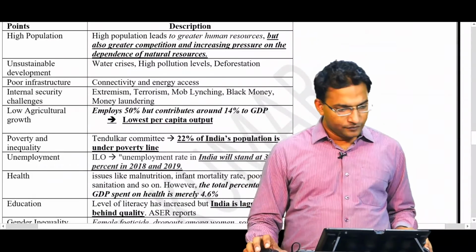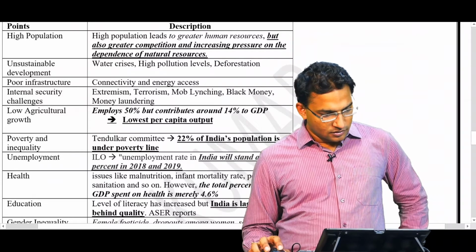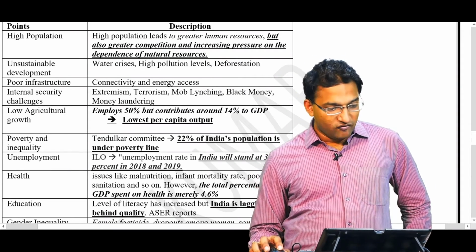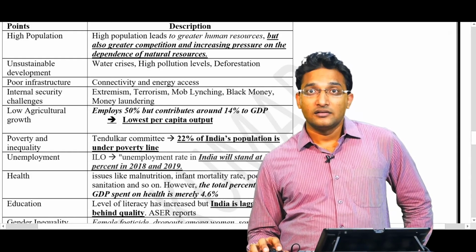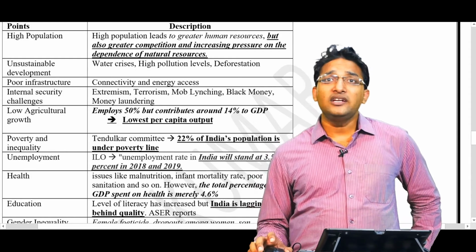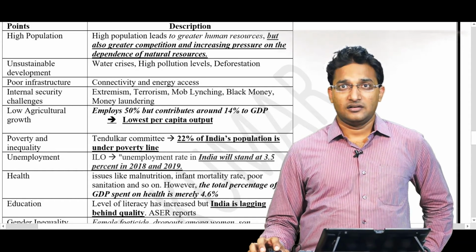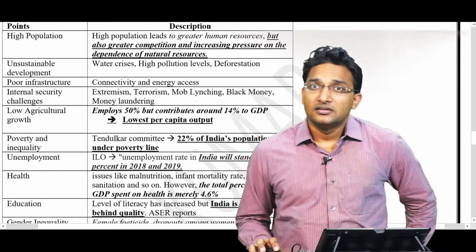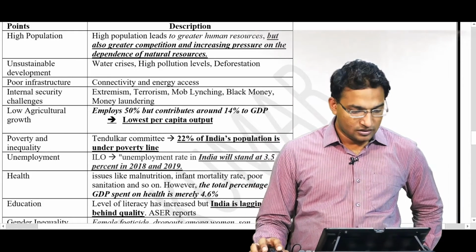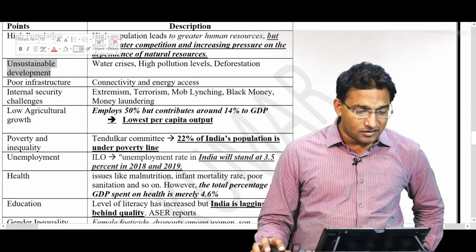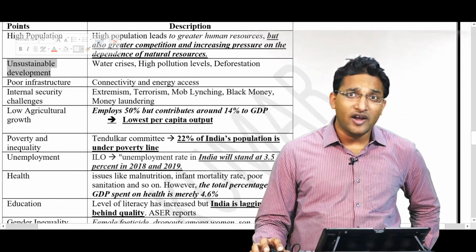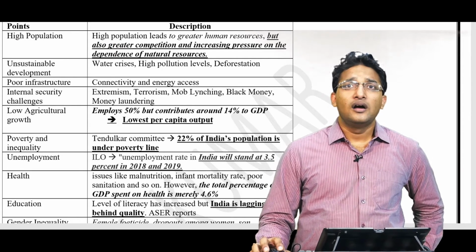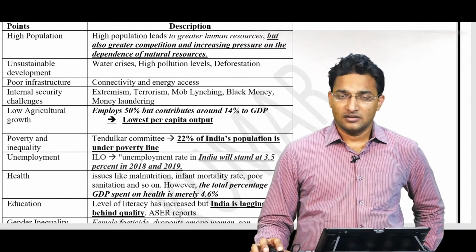Challenges of inclusive growth in India: high population, and unsustainable development, which is not environment friendly. We can see the water crisis in Chennai. We are a very water-intensive country, and also a water-scarce country. High pollution levels, deforestation. This unsustainable development can't lead to inclusive growth, because we will not have sufficient resources for the young generation, the future generation.